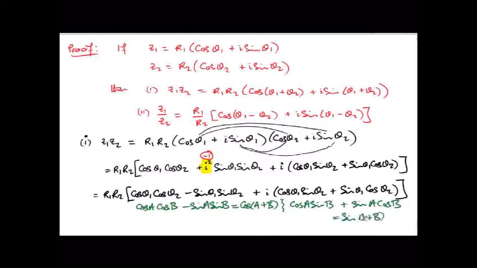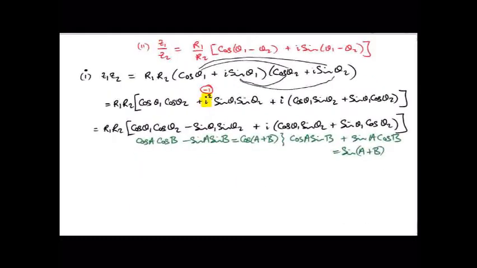It's sine A plus B. Is that okay? So I'm just borrowing those formulas from trigonometry again. Alright? So now we're done, aren't we? That means then that Z1 Z2 equals R1 R2 into cos theta 1 plus theta 2 plus i sine theta 1 plus theta 2. And there we are, we're done.